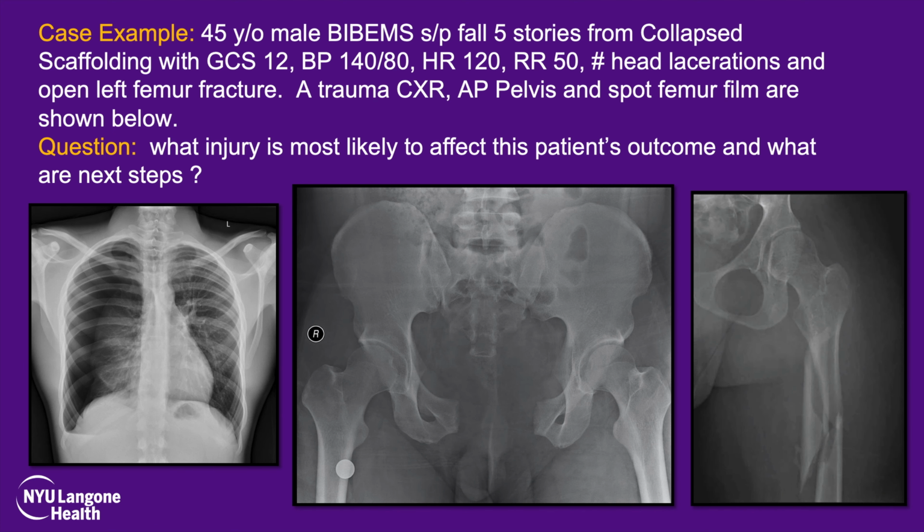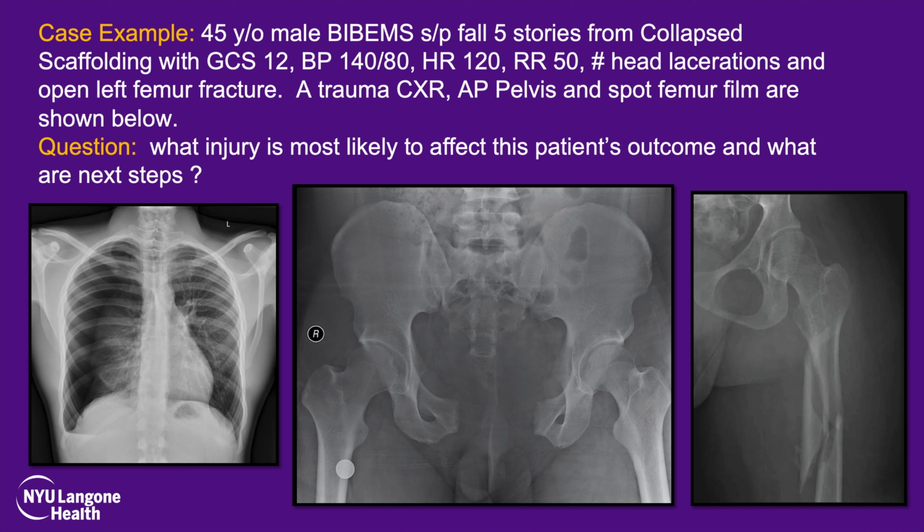These are gimme questions. They should be straightforward and easy ones to get, but this is how it goes in the trauma bait questions. Another case example, 45-year-old male brought in by EMS, status post a fall, collapsed scaffolding, GCS at 12, he's got these vital signs, head lacerations, an open left femur fracture. He's got his chest x-ray and his AP pelvis. Question, what injury is most likely to affect this patient's outcome, and what are the next steps?